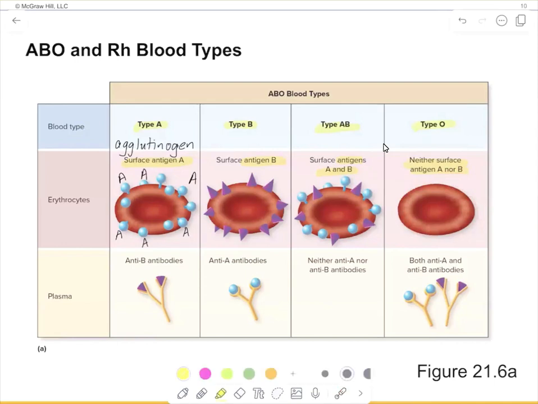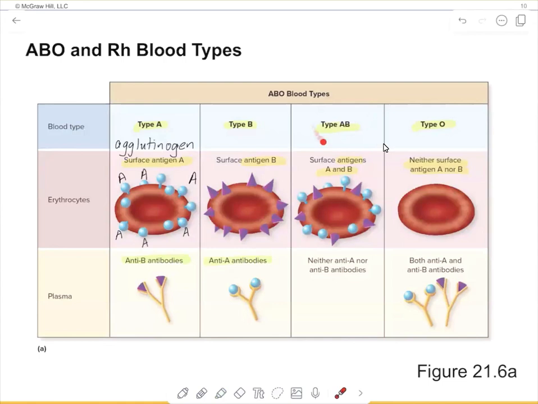As for the plasma, we need to remember that the plasma automatically has proteins against all foreign invaders. That's the best way to remember it. And usually antibodies are Y-shaped proteins, and they're going to be anti the other type of blood. So if you have type A blood, your plasma has antibodies against what you do not have, which in this case would be type B. So type A blood has the anti-B antibodies. Type B blood, since it has the B antigen, it's going to have anti-A antibodies.